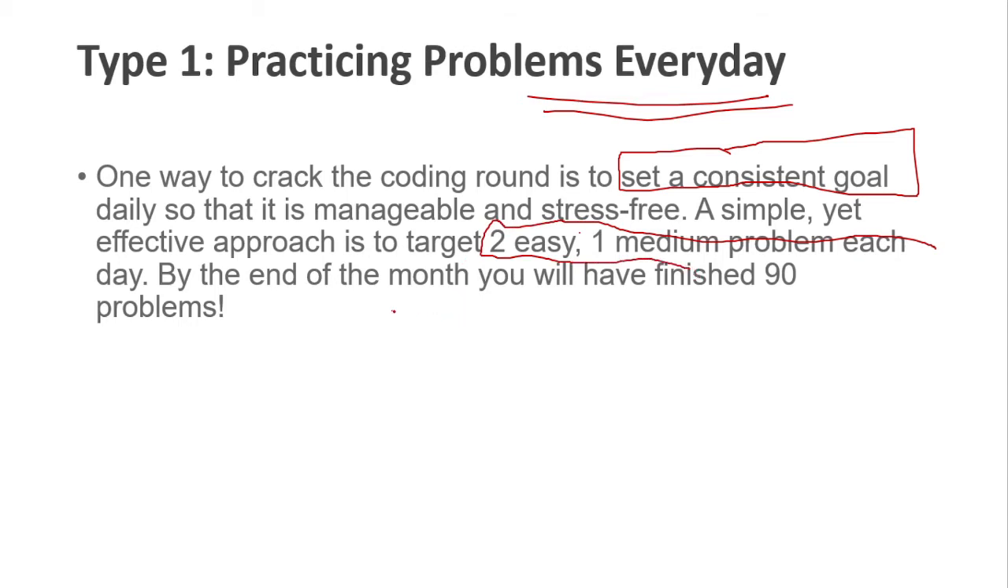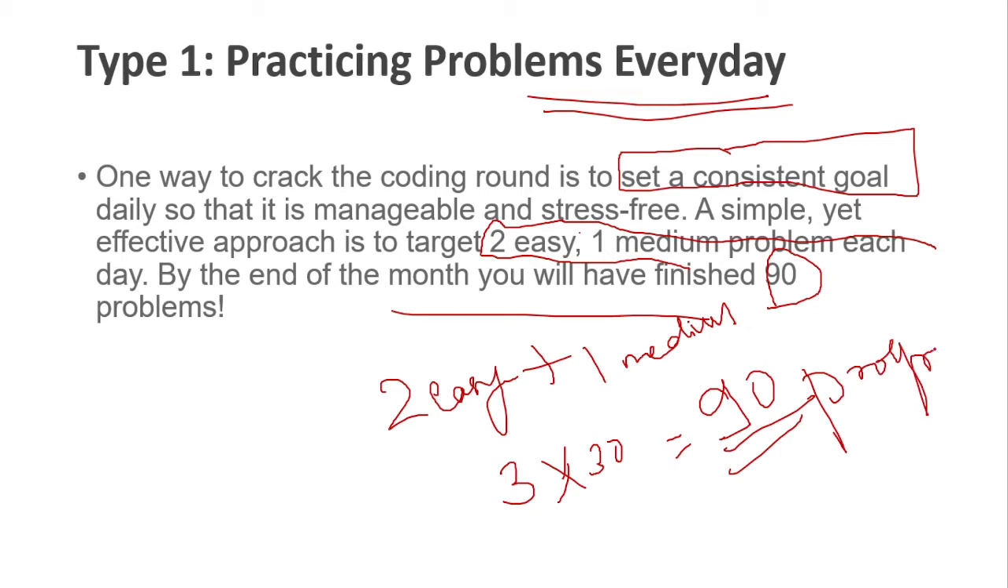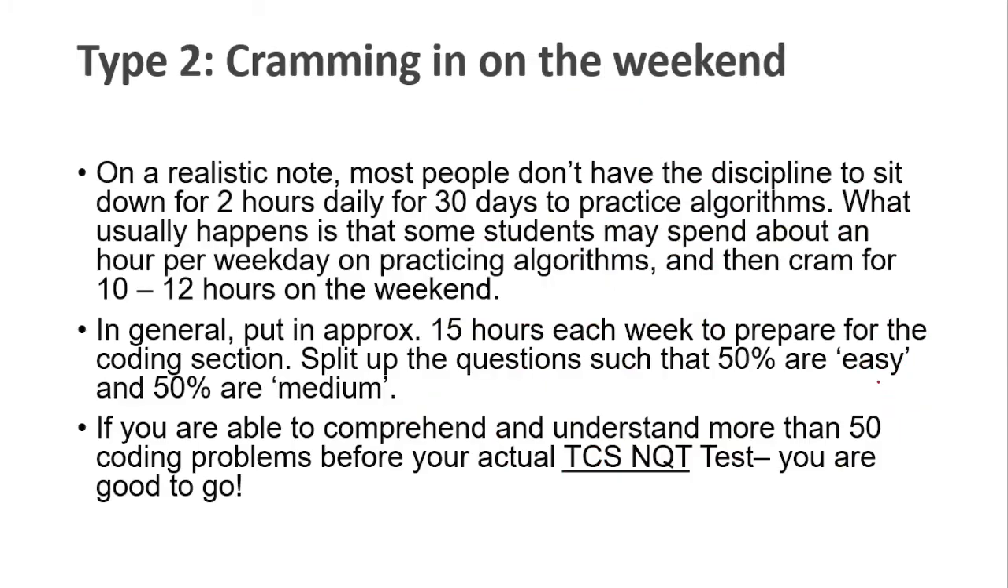By the end of the month you will have finished at least 90 problems. So if you plan for two easy programs plus one medium, daily three, that is 3 into 30 for 1 month, 30 days, that is 90 programs. Okay, you can handle it. So daily practice is very important.